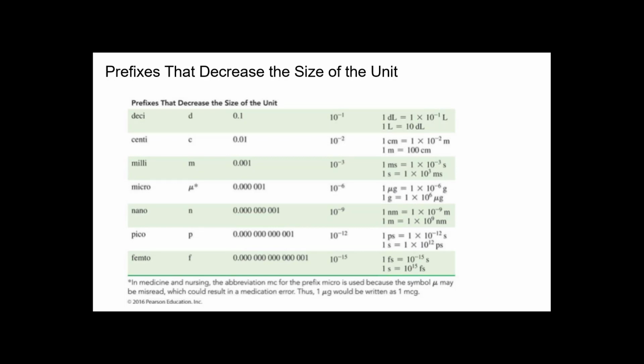So deci, centi. How you use this is where some of the confusion comes from. Centi, when you write it out, is 0.01. That's what this means. It goes into the hundredths place. It's 10 to the negative 2. But if you have to use it to convert, you have to know how to use it. So 1 centimeter, one tiny little centimeter, is equal to 1 times 10 to the negative 2 meters.